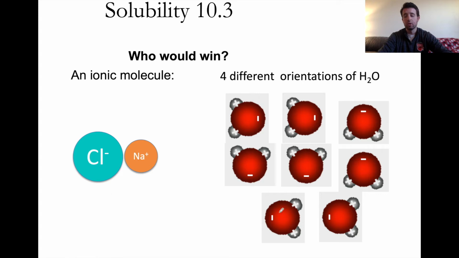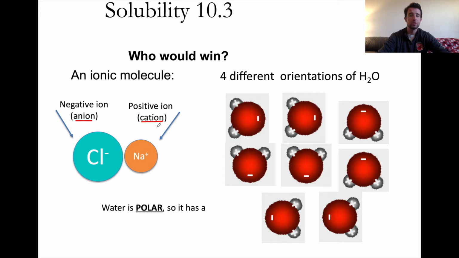If we look at the salt molecule, we'll notice that Cl is negative. Remember, that's called an anion. And Na is positive. Remember, that's called a cation. And then one of the things that you'll see here on water is that it's got little pluses next to the gray hydrogens and a little negative on the outermost side of the oxygen.